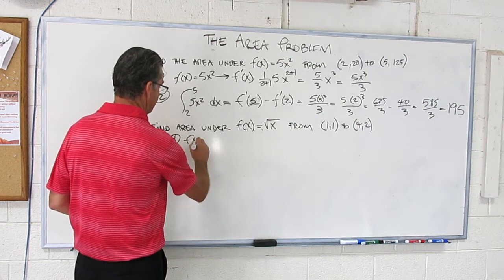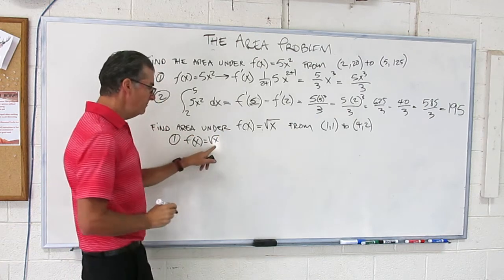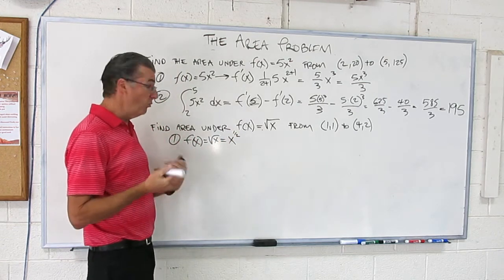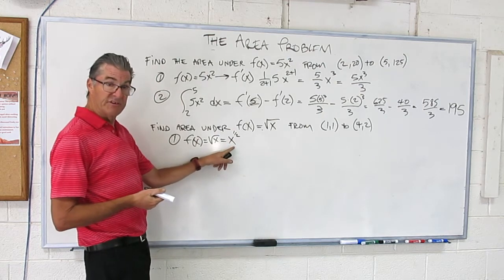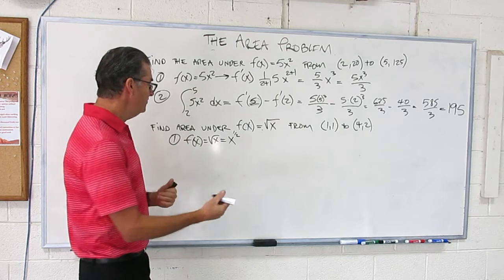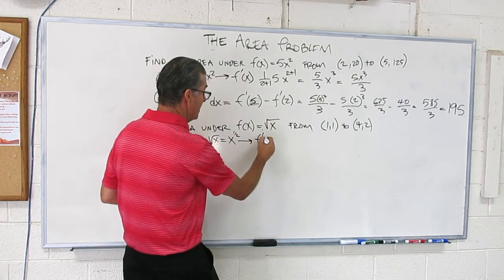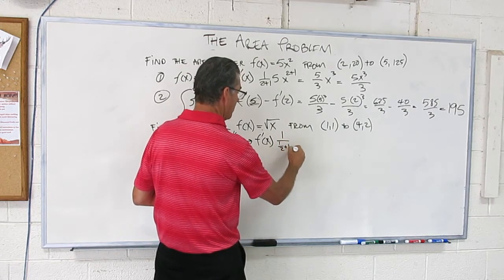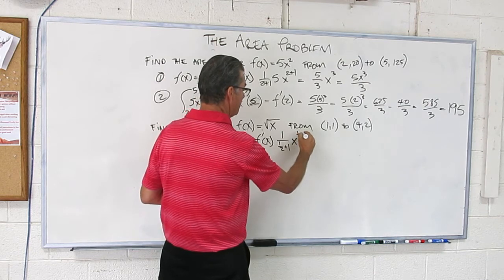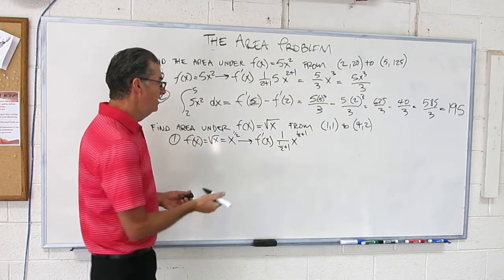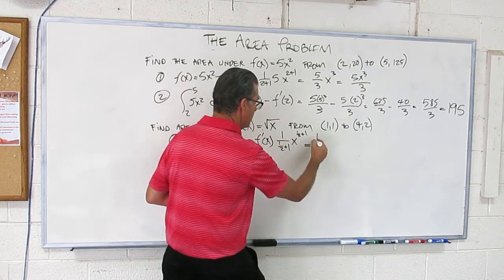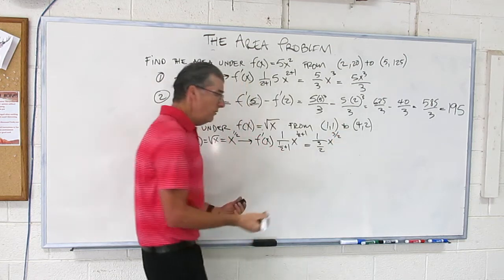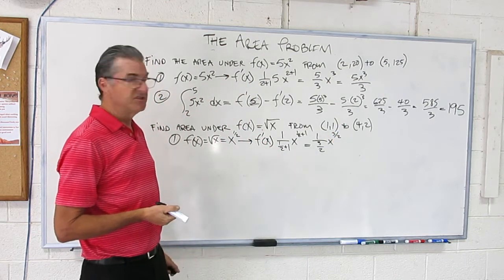If f of x equals root x, I'm going to simplify that to x to the 1/2 power. Remember, the square root is the 1/2 power. So here's our function. We've expressed it as a power, so we can use the power rule for integrals. So now f prime of x is going to be 1 over 1/2 plus 1 times x to the 1/2 plus 1. So that's using my integral rule. Let's simplify this out. This is 1 over 3/2 times x to the 3/2.